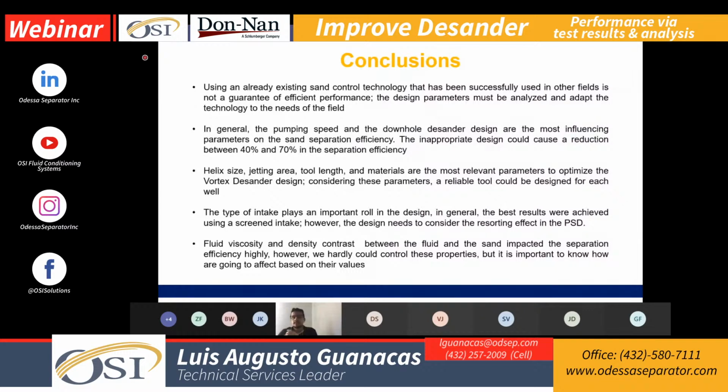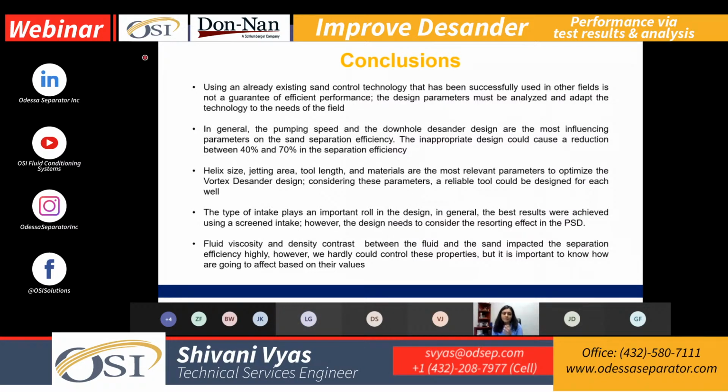Yeah. Another thing that we realized that we've talked about is the helix size, the jetting area, the tool length. Obviously, once you know how much sand rating is happening, where that radial force is happening, what materials are covered, what your erosion and corrosion are, all of those parameters give us a better idea of what a good vortex desander to be sized for this well is.